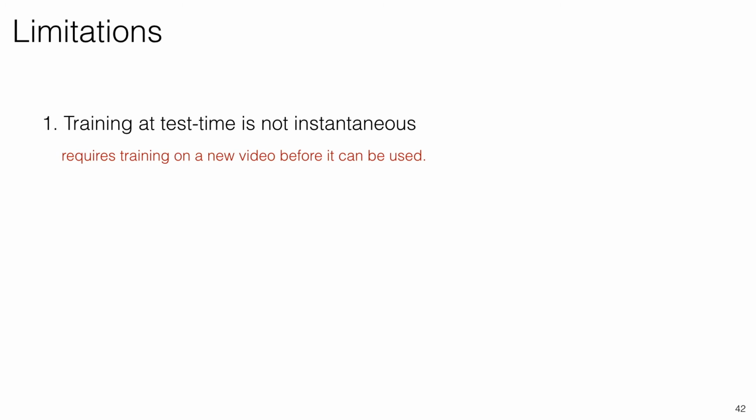We end this video with limitations and crucial future work. Training a new model at test time is not instantaneous and it depends on the length of the videos. Importantly, we train a new model from scratch for every new video. An important future work is to come up with faster ways to train a new model or use insights from transfer learning such as simple fine-tuning.